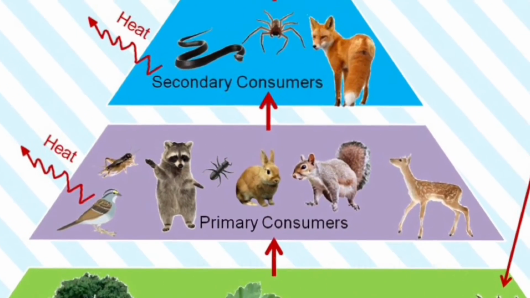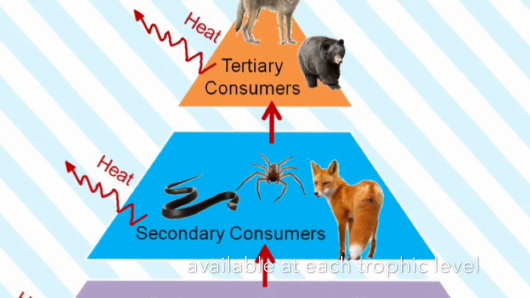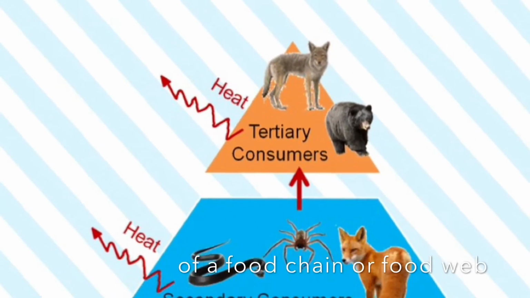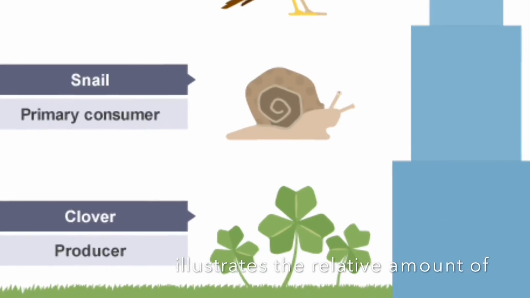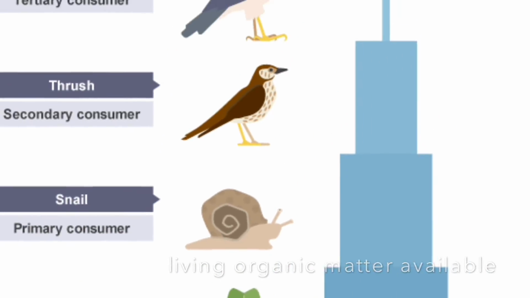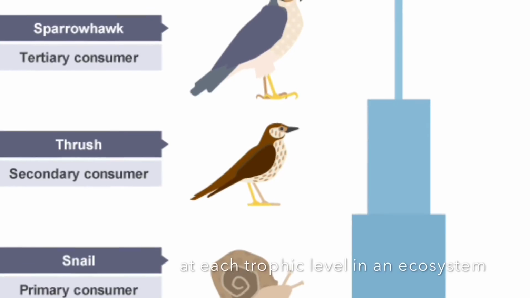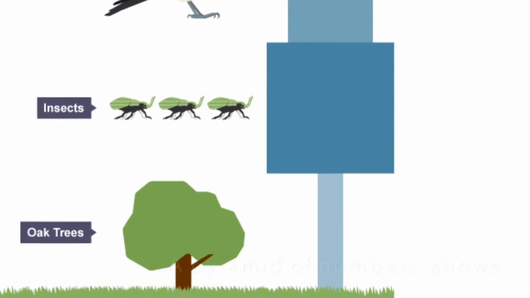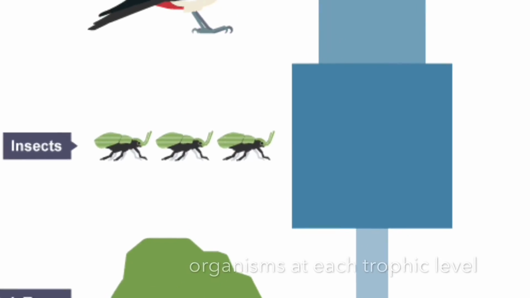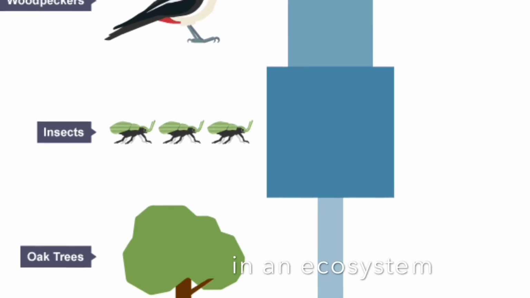Pyramids of energy show the relative amount of energy available at each trophic level of a food chain or food web. A pyramid of biomass illustrates the relative amount of living organic matter available at each trophic level in an ecosystem. A pyramid of numbers shows the relative number of individual organisms at each trophic level in an ecosystem.